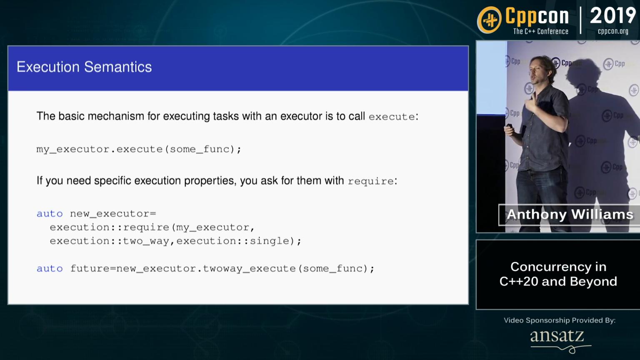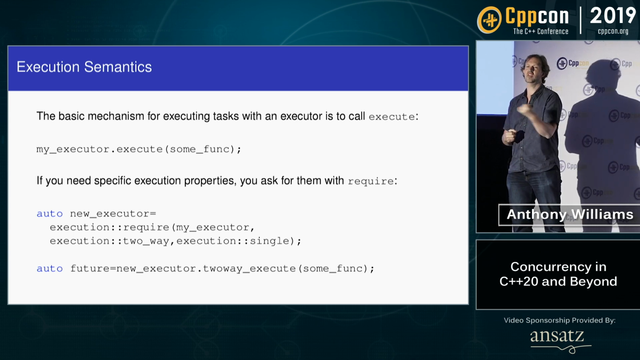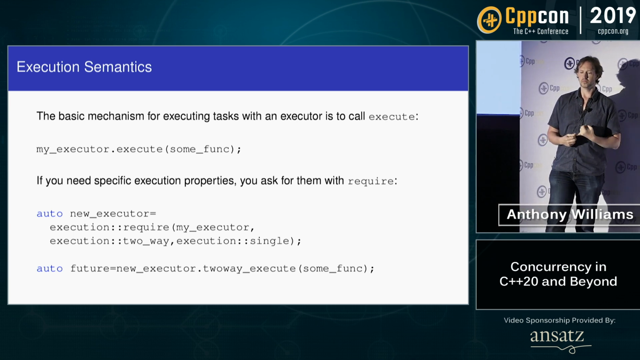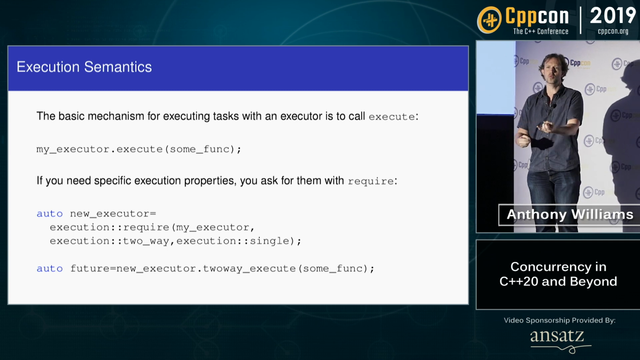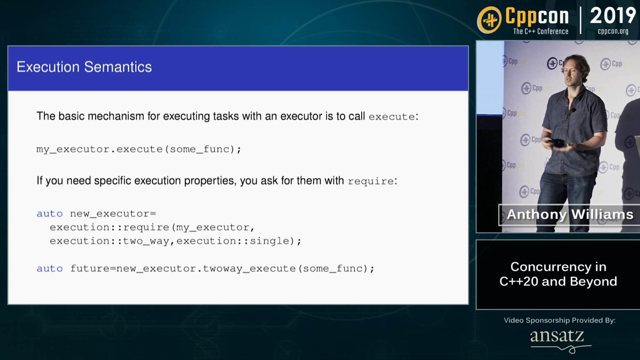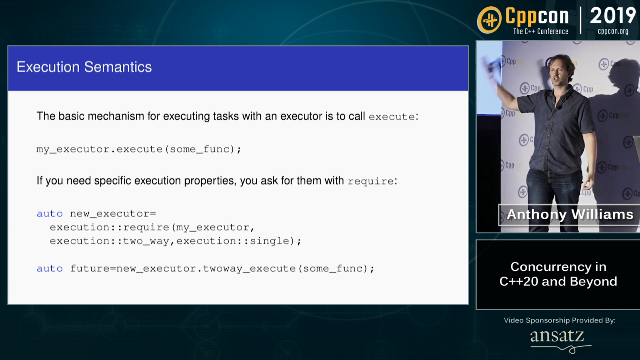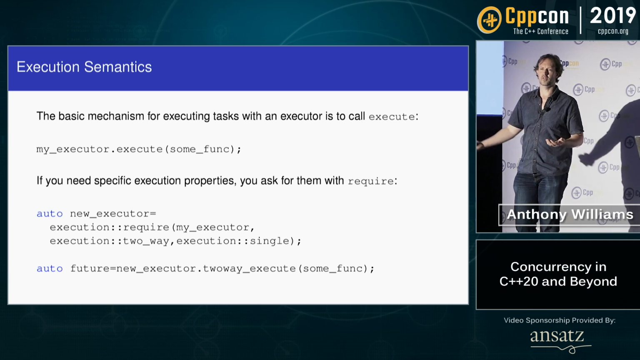In which case, then you can query. And you can say, I want something that's going to give me a future back. And so you can ask it for two-way execution. And so that's going to give you a future back. And then you know that you've safely got a new member function, two-way execute, that will give you a future.